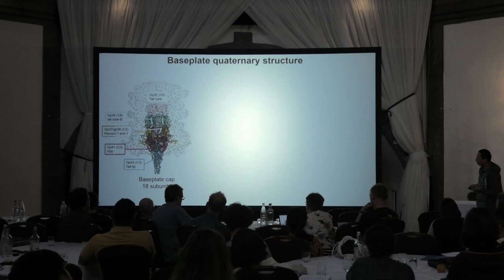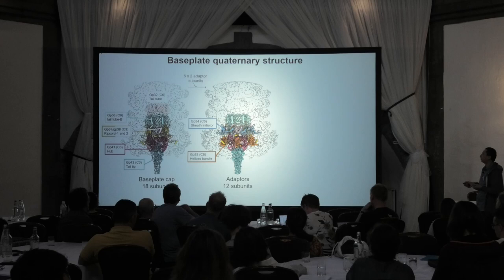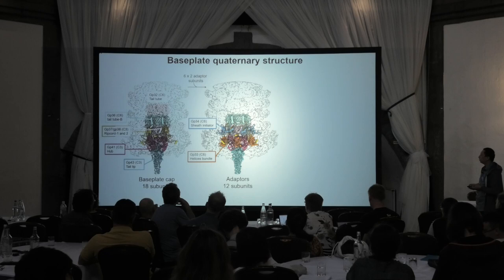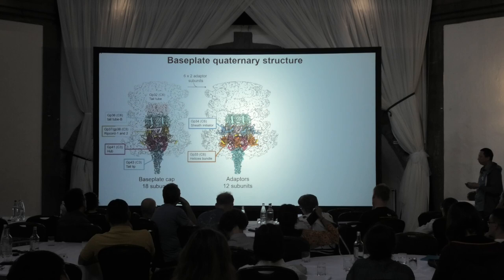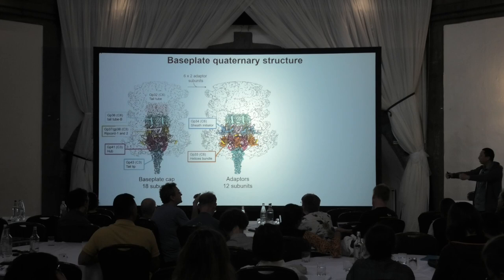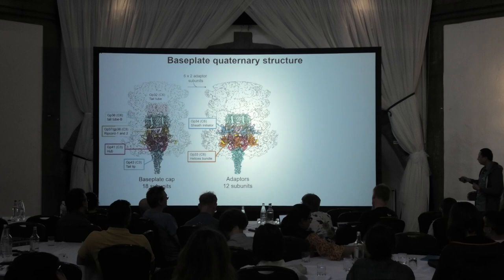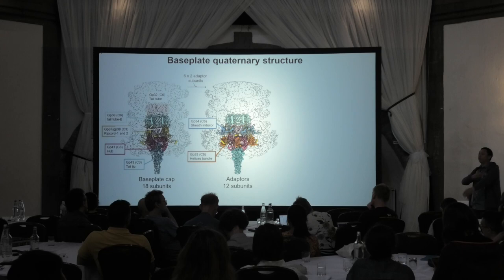Next, if we add the second layer, it's the adapter layer. We have a sheath initiator that attaches to the sheath, and also the ripple. And we have the helical bundle. That is very interesting because the ripple 1 and 2 has one arm to hold the helical bundle like an egg. And the helical bundle doesn't interact with itself. It's like the ripple just left and right holding the egg. Anyway.